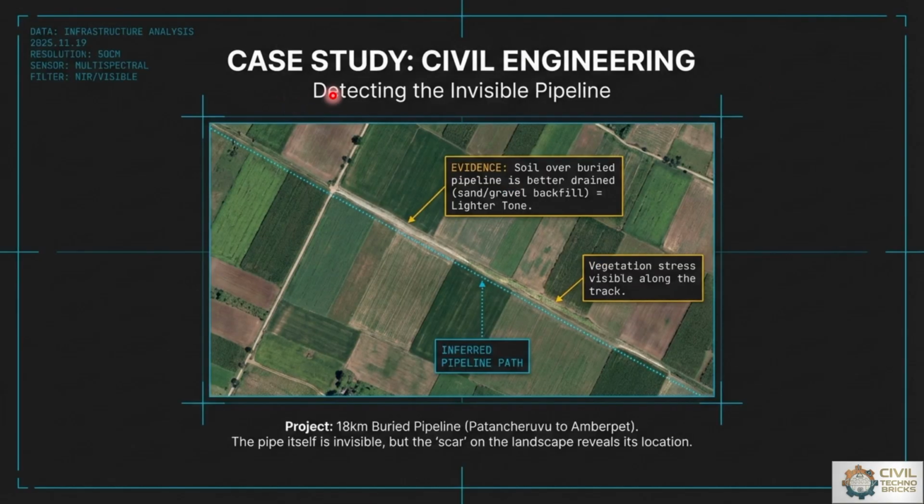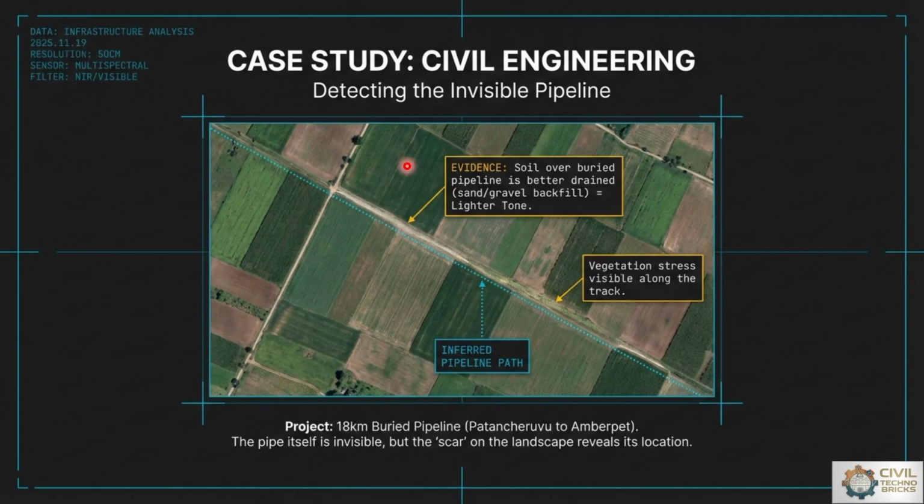The case study related to the civil engineering point of view: here we are detecting invisible pipelines. So here the actual roadway is there and the in-field pipeline path is the blue dotted line, where evidence is noted with reference to the roadway. The soil over the buried pipeline is better drained, with a lighter tone, just like this, as it will be covered by sand or gravel backfilling. So here vegetation stress is visible along the track. In that track, vegetation stress is visible, and this will be the soil over the buried pipelines.